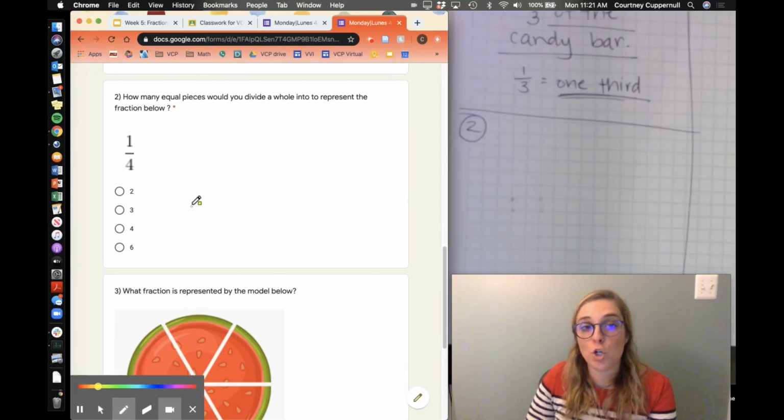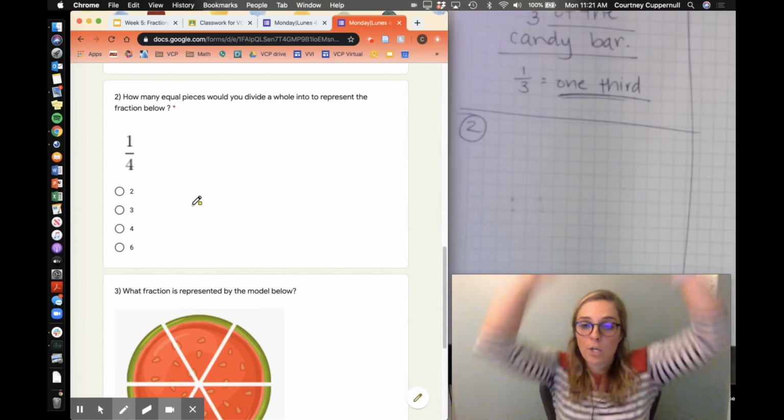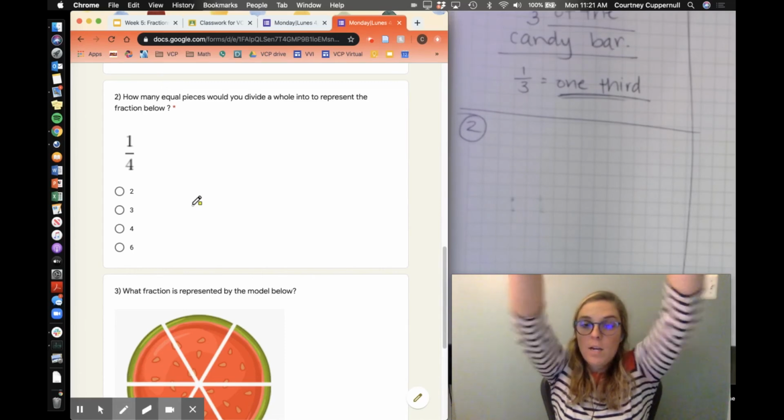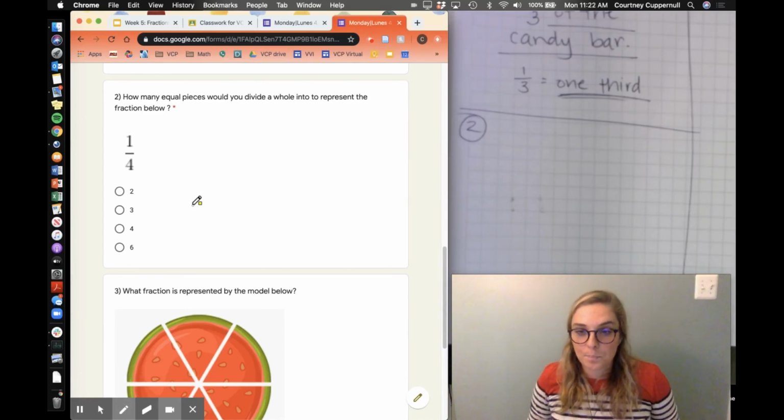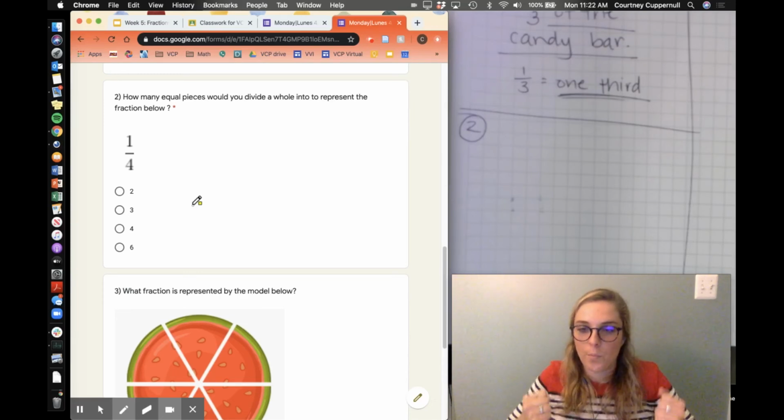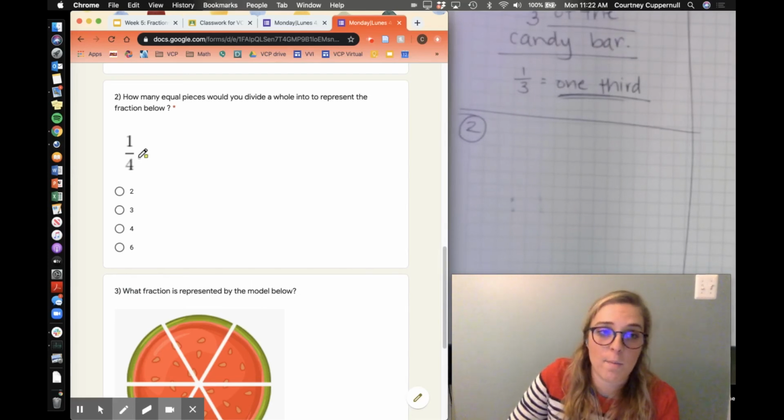If you think it's the numerator, the number on top, put your hands in the air. If you think it's the denominator, the number on the bottom, put your hands under your desk or under your computer. Ready? 2 thumbs on your desk, then reveal your answer. What part tells us the number of pieces we would divide the whole into? Ready, go. You can't see my hands because it's definitely the denominator.